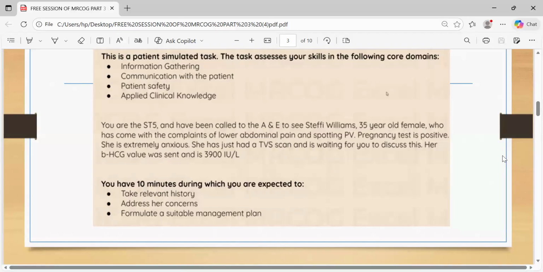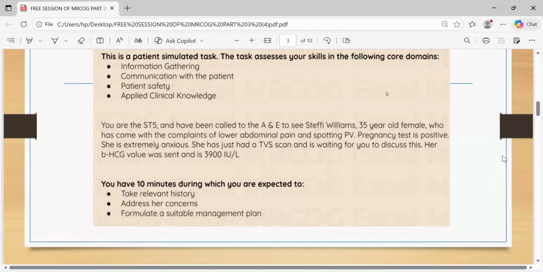Similarly for PV spotting, ask about any factor increasing or decreasing it, or the amount of bleeding. And then you have to ask about the pregnancy itself, whether it is a planned or unplanned pregnancy, or spontaneous conception. If it is unplanned, whether she is happy to continue with it. Okay, so these are the steps. Then you have to ask about the last menstrual cycle.